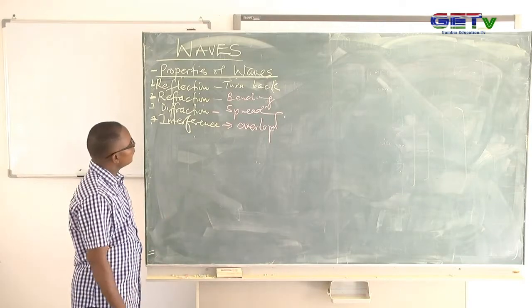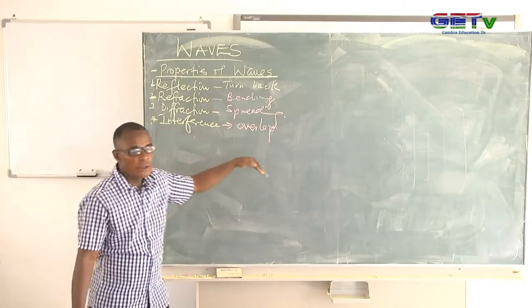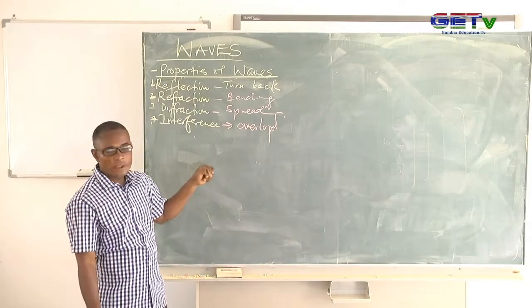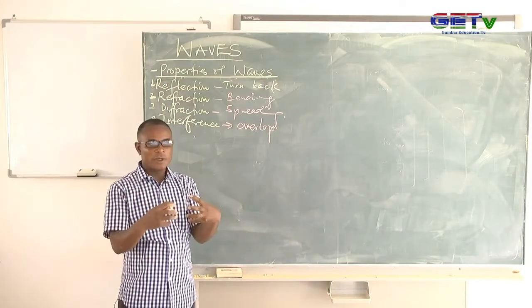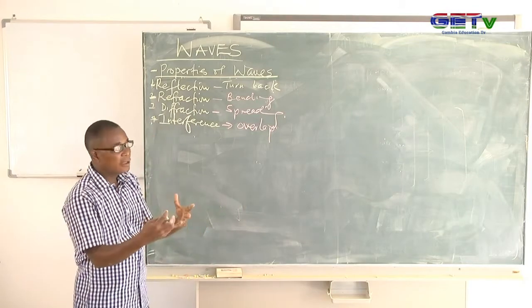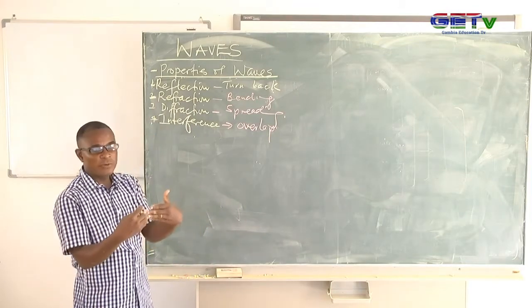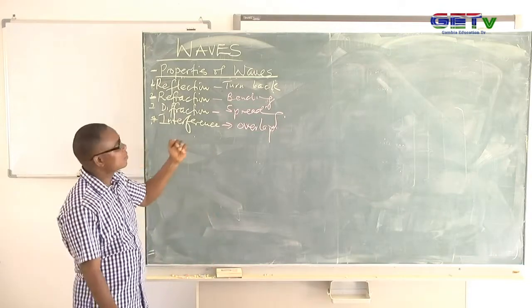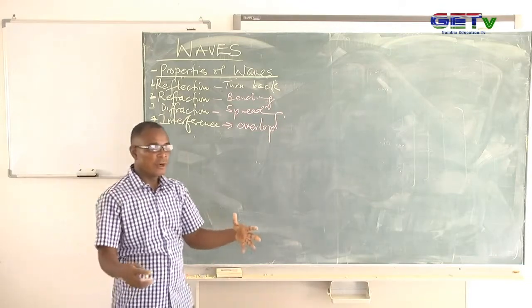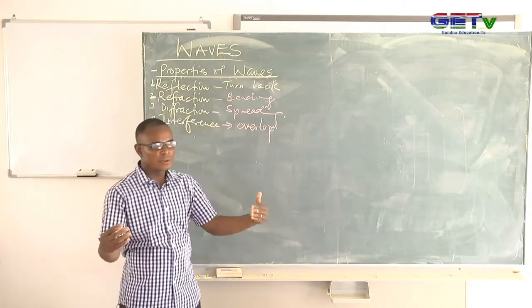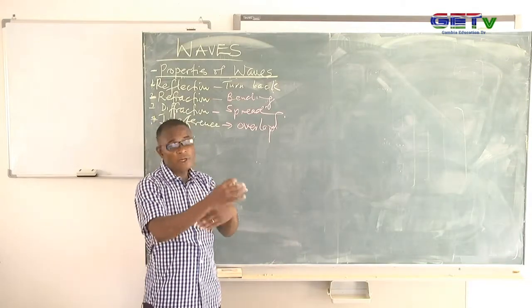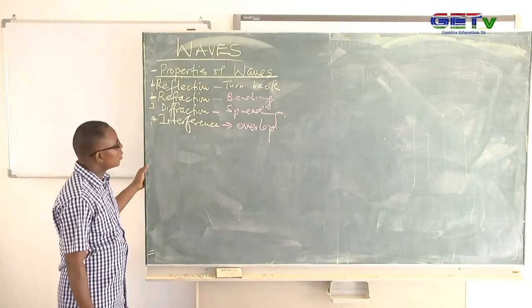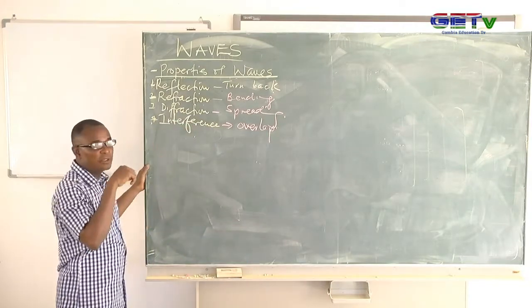So if I'm going to have interference, I must have two things coming together. The two waves come together, and they are identical in nature, and they will overlap. When they overlap, they interfere, and that property is called interference. When two waves of identical properties travel in the same medium and overlap or superpose, we have interference taking place. So now we can look at the types of interference.